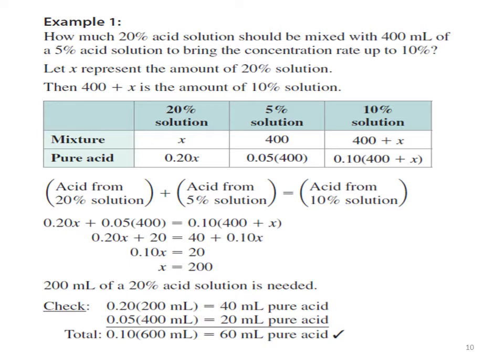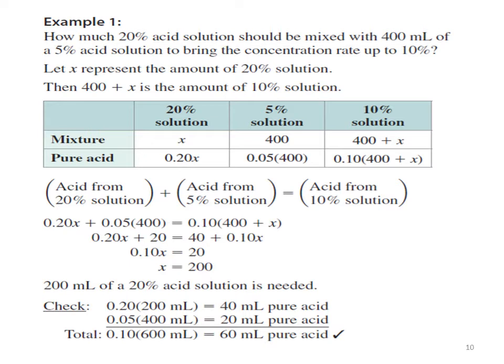We know that the sum of the acid in the first solution plus the acid from the second solution should give you the acid in the resulting mixture. So the acid from the 20% solution plus the acid from the 5% solution should equal the acid from the 10% solution, the resulting mixture.